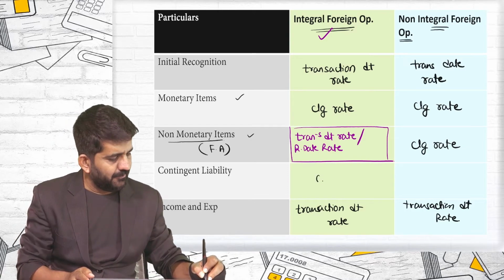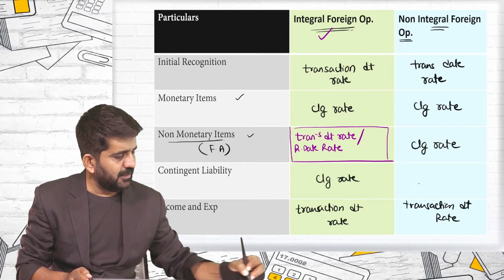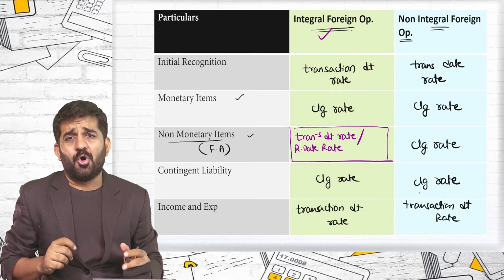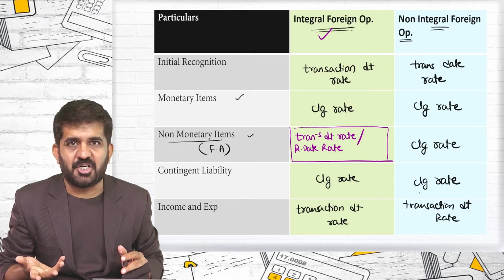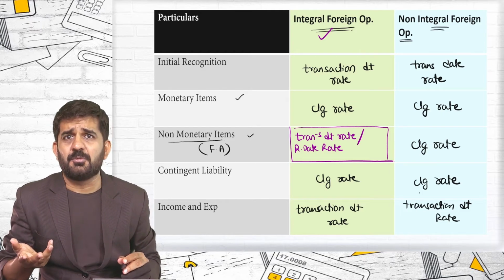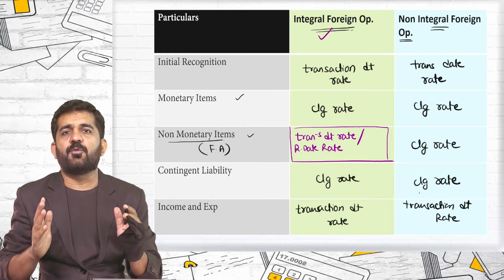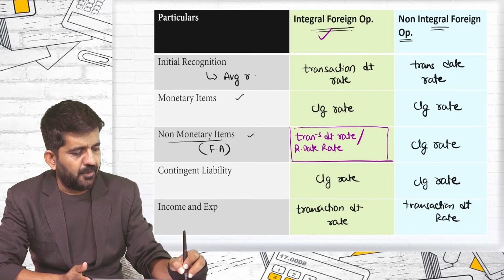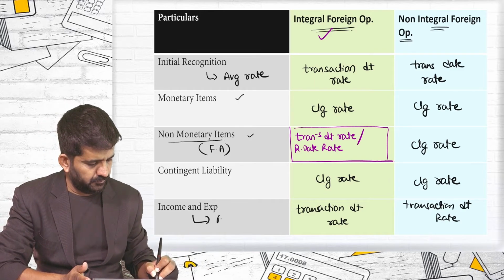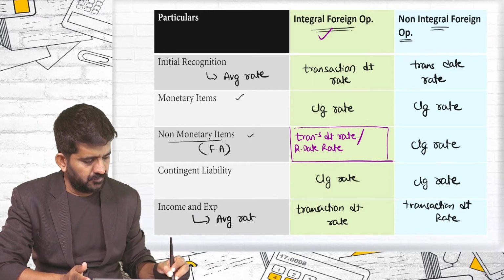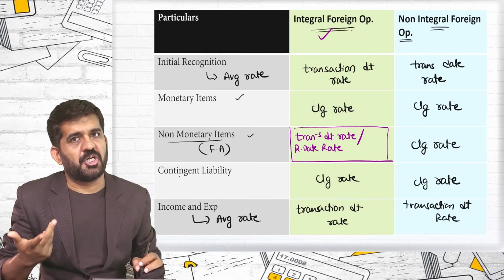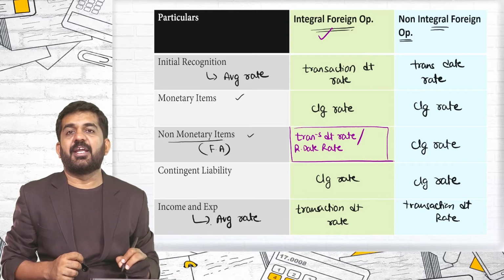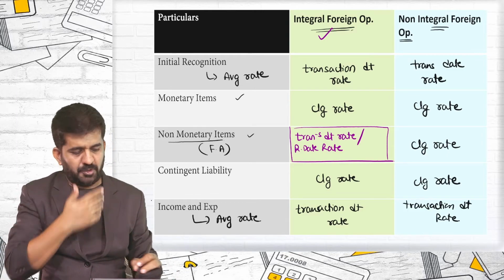Contingent liability is recorded at the closing rate. All incomes and expenditures are at the transaction date rate. Practically, it is not possible in a question to give you all 365 days' rates, so this can also be done at the average rate. What will be given in an academic question will always be the average rate, and I can use the average rate for initial recognition, income and expenditure.